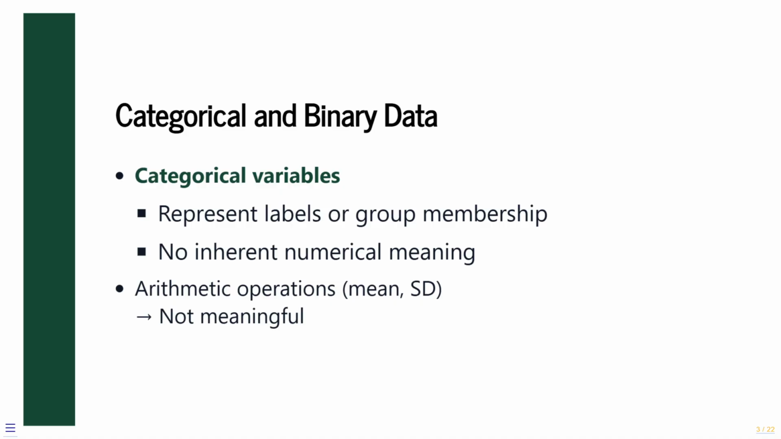Because of that, arithmetic operations such as computing a mean or standard deviation simply do not make sense. If someone reported the average eye color in a class, we would immediately recognize that as nonsense. So the structure of the variable determines what kinds of summaries are valid.